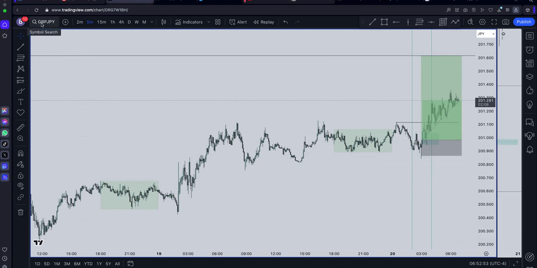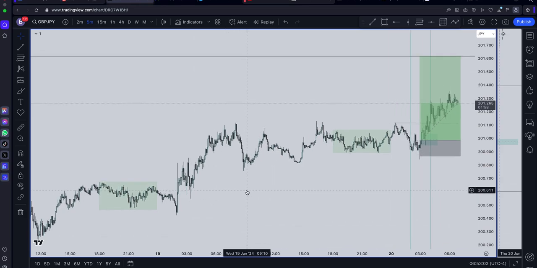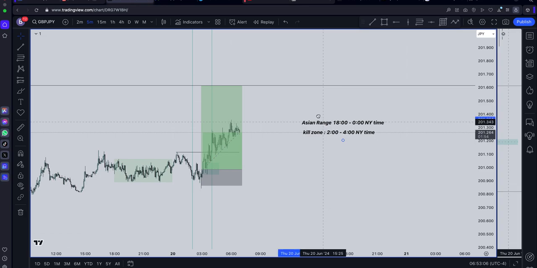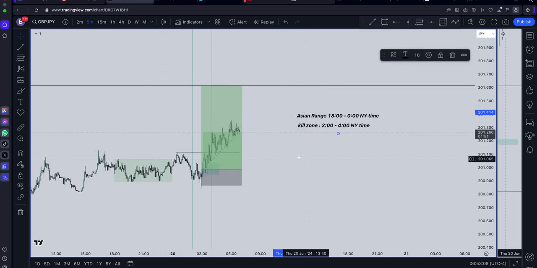So this pair is JPY. I tested it on this alone. This is the Asian range. This is the Asian range strategy. All we're going to be doing is marking out the Asian range. The Asian range is between 18:00 and midnight New York time.